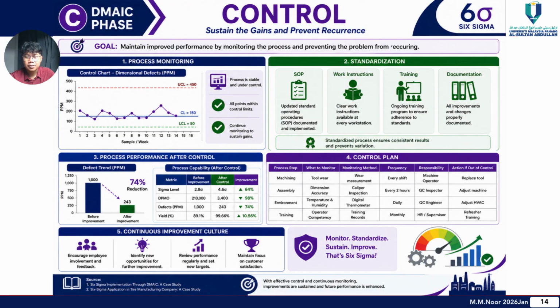Then you can see the continuous improvement culture. The organization should encourage employee feedback, review performance regularly, identify future improvement opportunities, and continue focusing on customer satisfaction. Therefore, the control phase ensures the improvements are maintained and sustained over a long period.